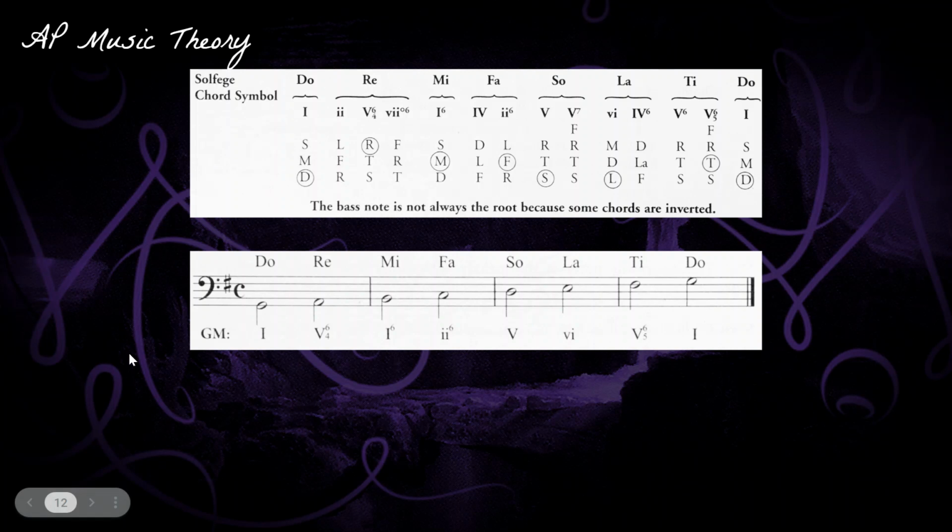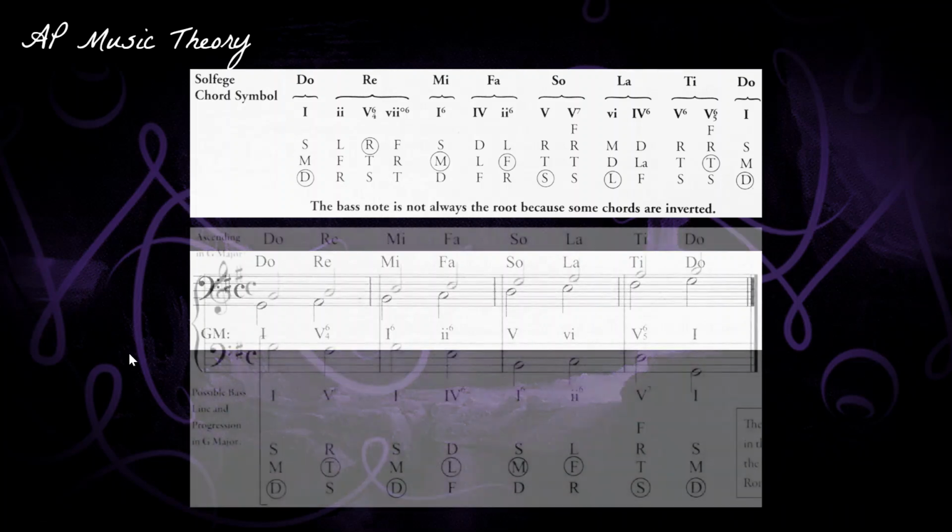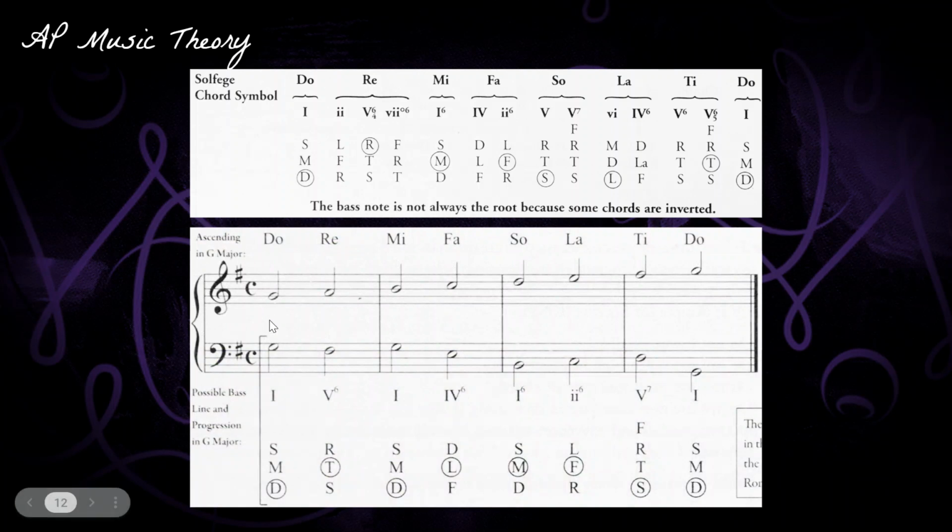Now let's use the ascending scale as the melody and see what harmonies might be implied. So it would look like this. We added an ascending scale in G major. Okay, and here we have a possible bass line and progression in G major. The note in the bass is circled in the chord stack, reinforcing the inversion found in the Roman numeral chord symbol. So here we have chord symbols, and here we have each of these being circled.